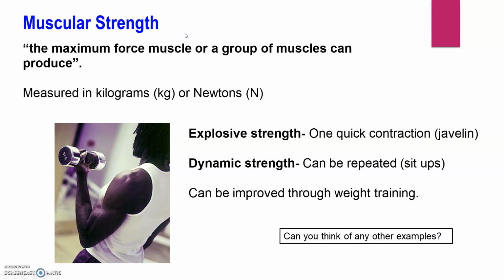So we've got muscular strength here. Muscular strength is the maximum force a muscle or a group of muscles can produce. An example of muscular strength would be a one rep max on the bench press. So how much your pectoralis major, your pecs, how much force they can produce in one movement. And it's measured in kilograms or newtons. That's quite important, that's what it's measured in. So that's all you need for that. Don't worry about this down here.